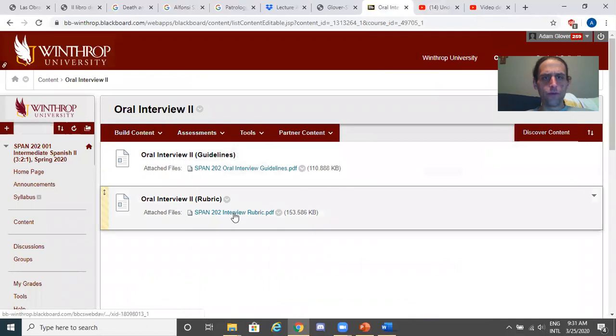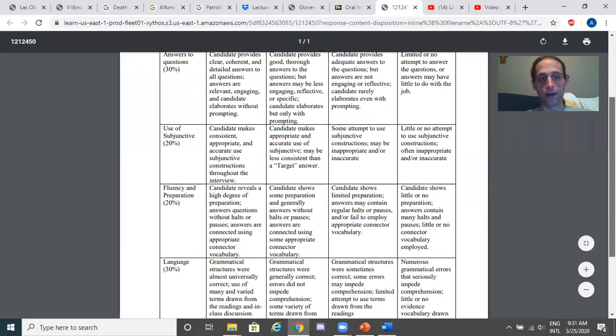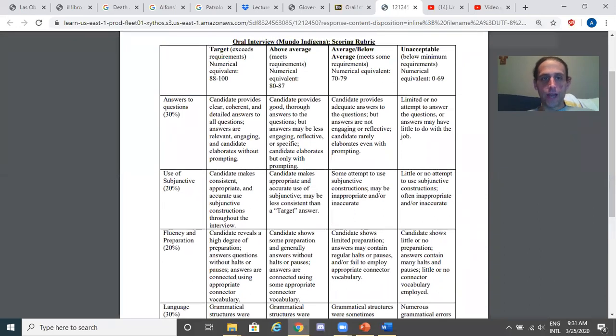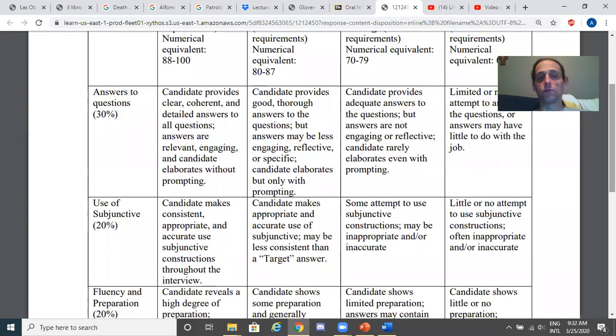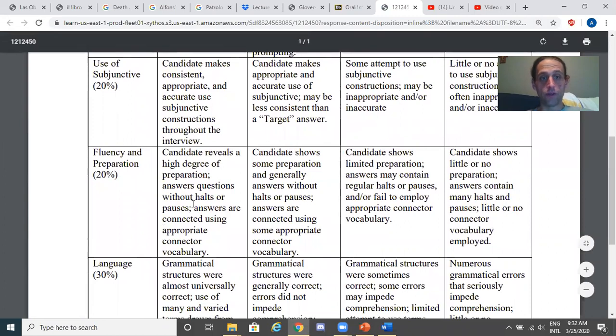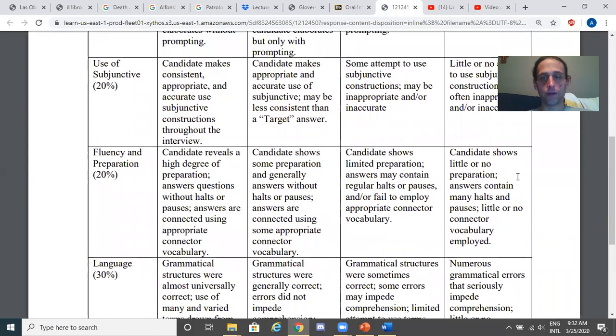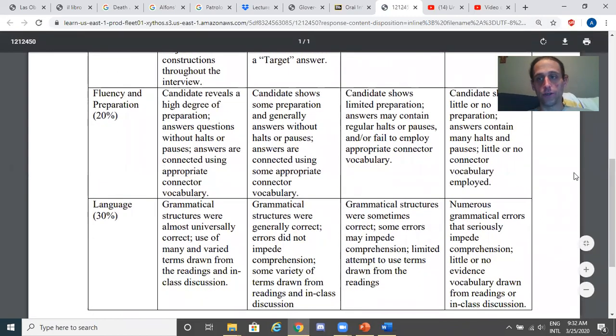If you go to the oral interview rubric, you will see that the rubric is divided into the four categories. The first category has to do with your answers to the questions, that is to say, whether they're detailed, clear, coherent, and so on. The third category has to do with your level of preparation, whether you answer without halts and pauses, using appropriate connector vocabulary, and so on. And the fourth category has to do with your language, the grammatical structures that you use.